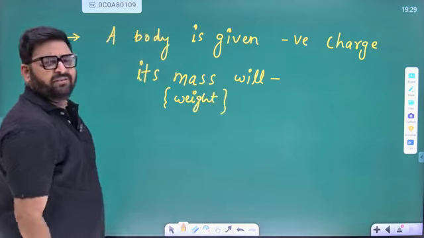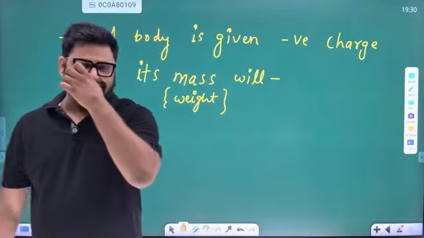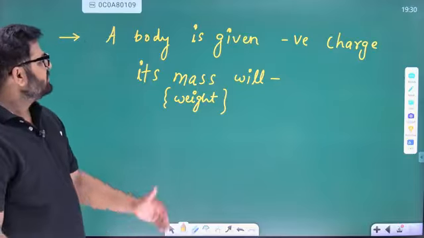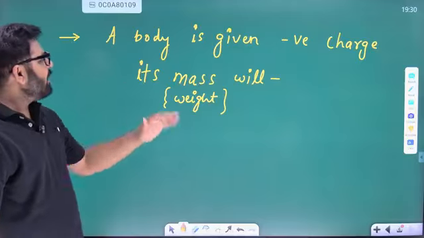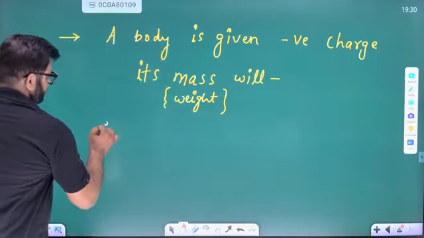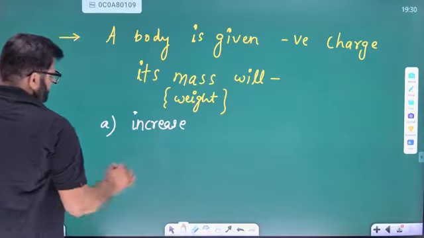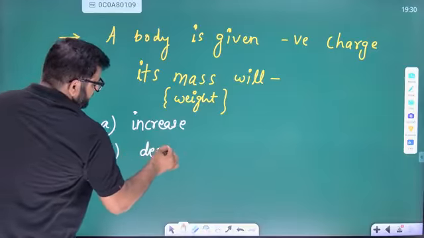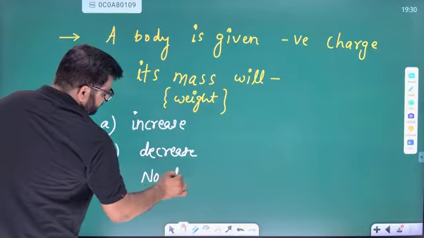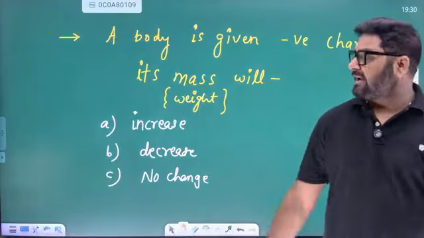What is the difference? Mass is m and weight is mg. I hope you are okay with class 11th basic physics. So the examiner can ask this question in terms of mass or in terms of weight. A body is given negative charge, what will happen to its mass? First option, increase. Second option, decrease. Third option, no change. Fourth option, information insufficient.